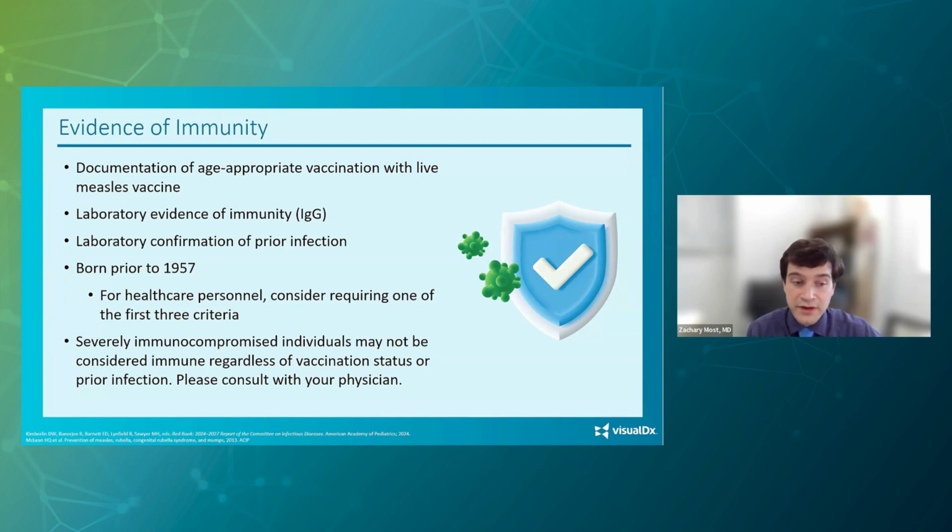The caveat here is that severely immunocompromised individuals may not be considered immune to measles, regardless of their vaccination status. They may lose their immunity because of their immune suppression. So it's very specific to what immunocompromising condition or medication you're on. And so if you have any concerns about yourself, whether you might fall under this category or not, please consult with your physician.